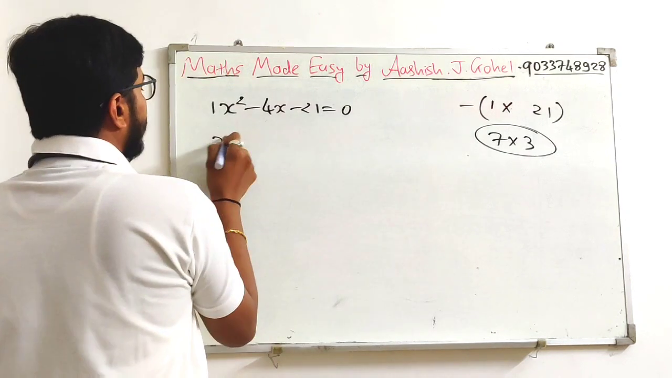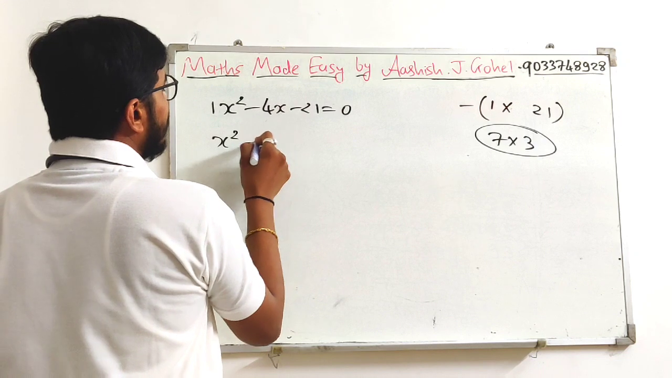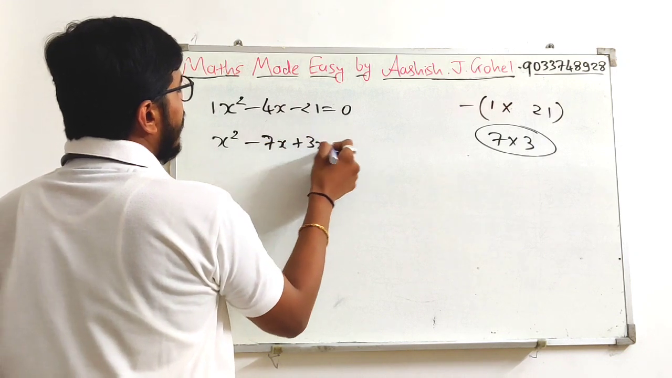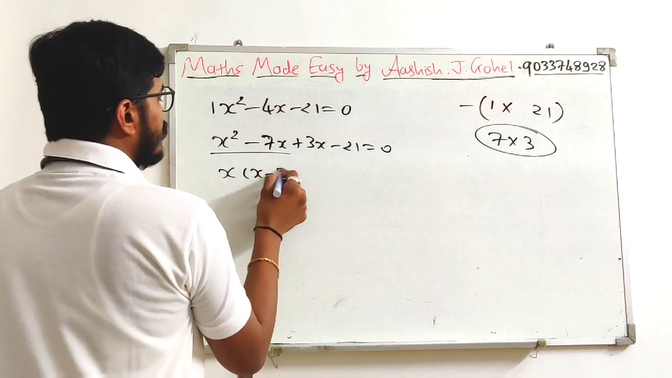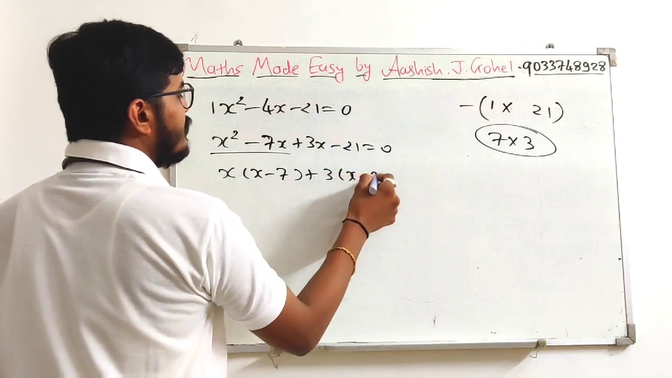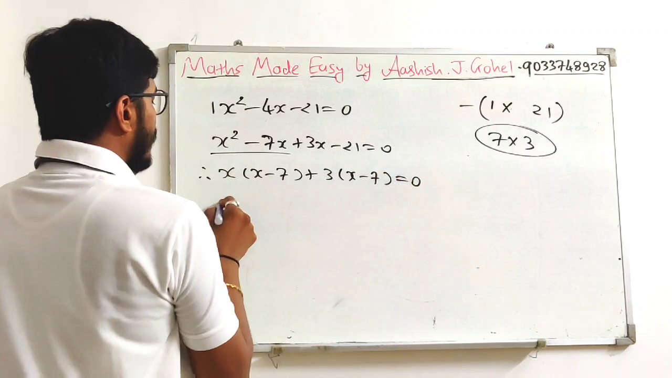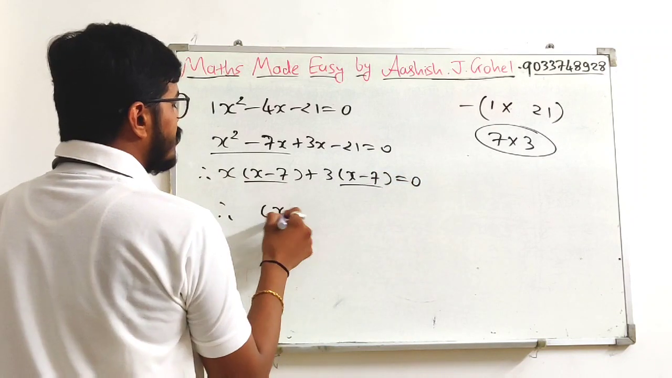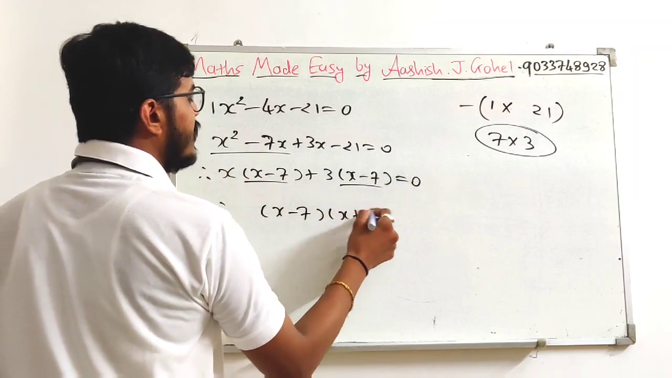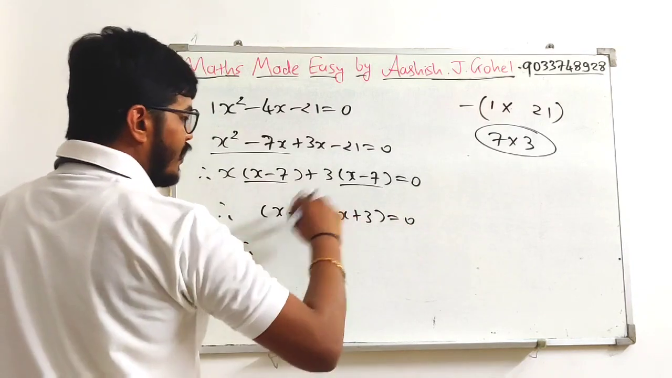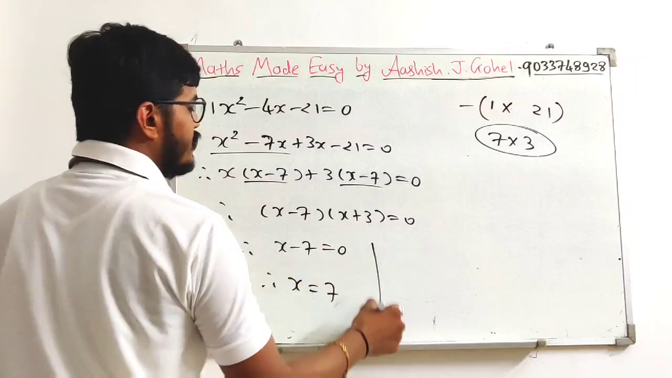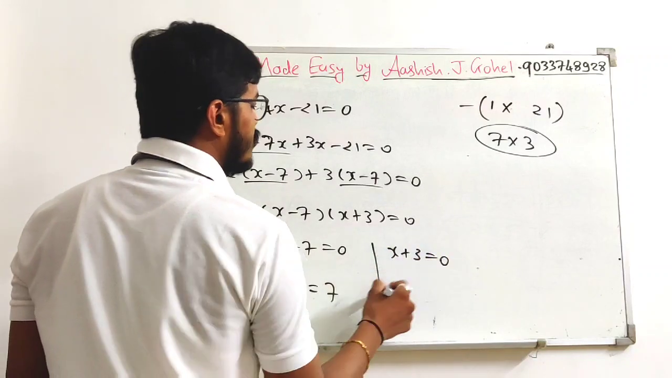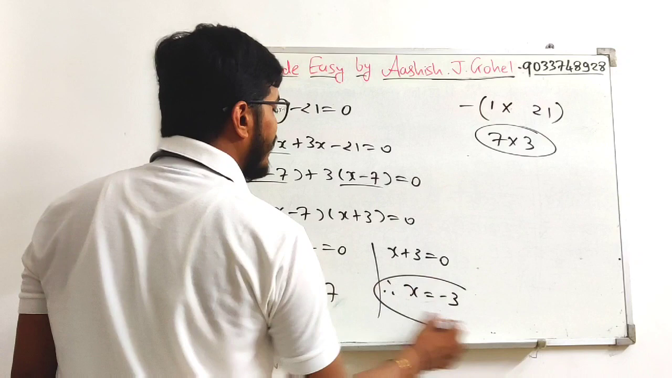Okay, now here x square minus 7x plus 3x minus 21 is equal to 0. Now we can take x common from this. So x minus 7, 3 common from this, so x minus 7 again. Okay, now take this whole bracket common, so x minus 7, x plus 3 is equal to 0. Now comparing with the 0, x minus 7 is equal to 0, so x is equal to 7, x plus 3 is equal to 0, so x is equal to minus 3.